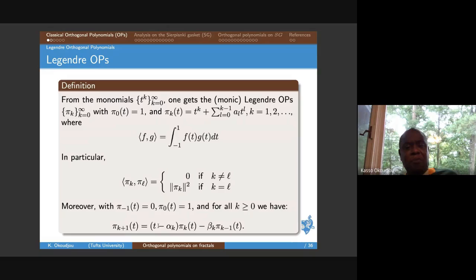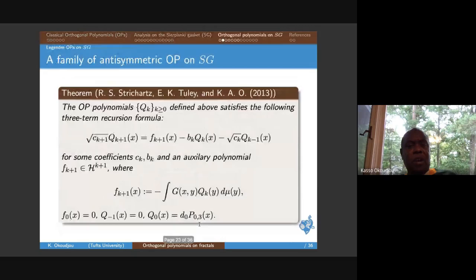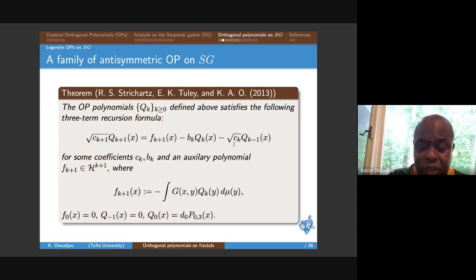Now, remember, multiplication is not an allowed operation on the fractal. So what replaces multiplication is taking the Green operator and applying it to the polynomial, and then you get a polynomial of one degree higher. That's how you get this three-term recursion formula, because this expression f_{k+1} here is exactly the Green function applied to your polynomial of degree k. You get something of degree k plus 1, and when you expand it, you can prove that it only has three terms: k plus 1, k, and k minus 1. I can describe exactly how the coefficients b_k and c_k behave, and I know a lot of things about these polynomials. I'll show you some pictures in a minute.